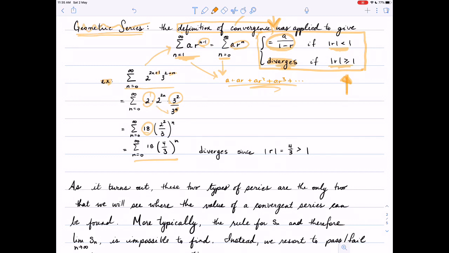Using another law of exponents here lets me write this as 2 to the 2 over 3 all to the n, and 2 to the 2 is of course 4. So there is our ratio r, and since this r is 4/3 in absolute value, well, it's already positive, that is greater than 1, and using that test that this diverges if the ratio is greater than or equal to 1. So this series diverges.